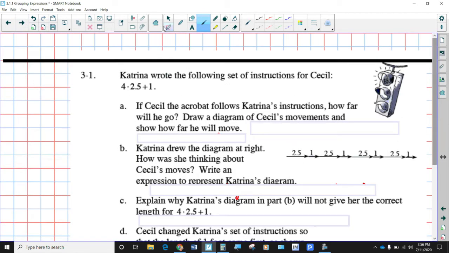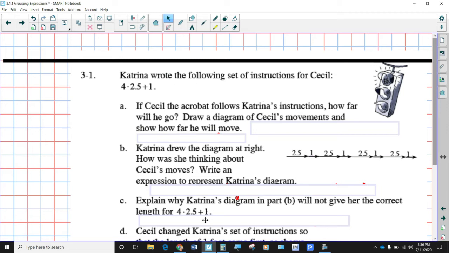All right, so here's a stoplight problem. Let's see where Katrina is struggling a little bit. I'm assuming she's struggling because there's a stoplight, right? Okay, so Katrina wrote the following set of instructions for Cecil. 4 times 2.5 plus 1. If Cecil, the acrobat, follows Katrina's instructions, how far will he go? Your job is to draw a diagram of Cecil's movements and show how far he will move, okay?